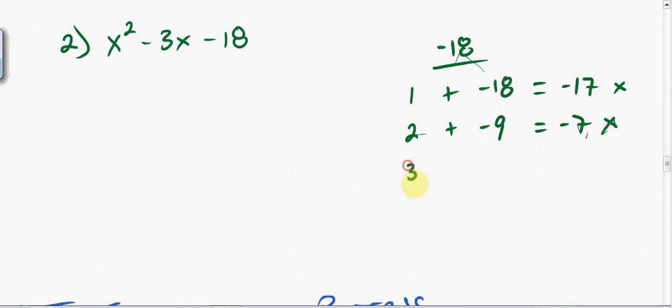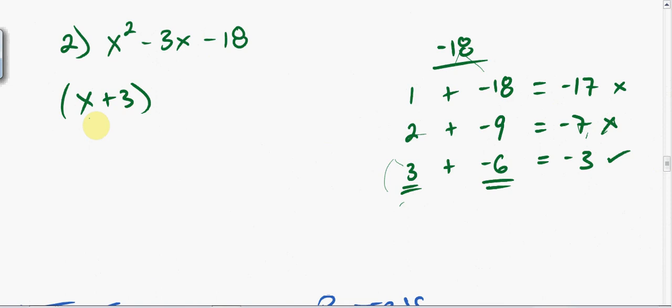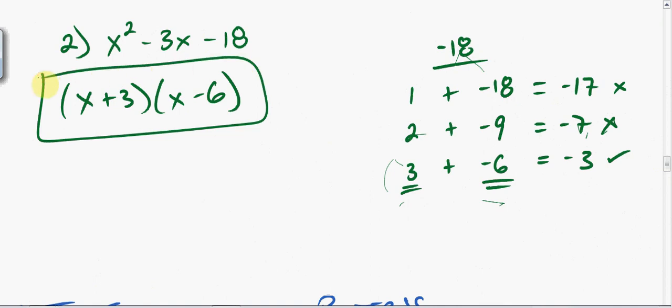What about 3? 3 goes into 18 6 times. Larger factor is negative. 3 plus -6 gives us -3, which is our b. So we know that these are the factors we're looking for. Since we have a positive 3 here, we can see x plus 3 is one quantity, and we have a minus 6. So we have x minus 6 as our second quantity. And we can do a FOIL to check to make sure that this is in fact our solution.